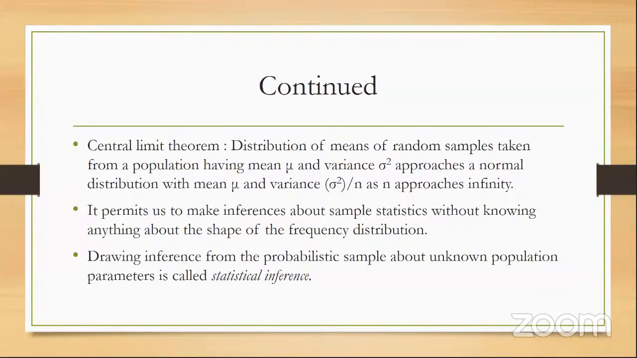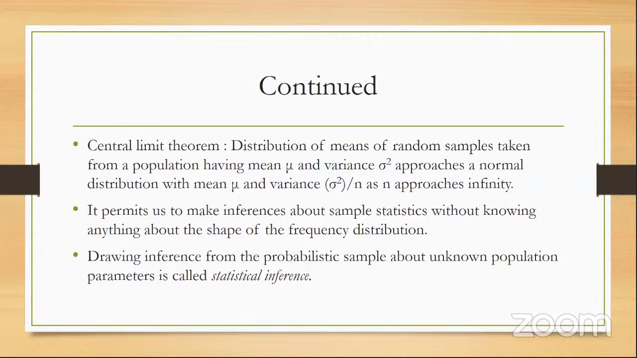It means that we have a population and we have taken a sample from that population, but we do not know about the distribution of that particular population. But what it says is that if we take a random sample, the average of those random samples will follow a normal distribution as the number of samples taken increases. It means that if you have a large enough sample size, as the sample size approaches infinity, you can assume that the statistic, that is the mean which we are taking from the random sample, will follow a normal distribution. So what it does is it permits us to make an inference about a sample statistic without knowing anything about the shape of the frequency distribution.